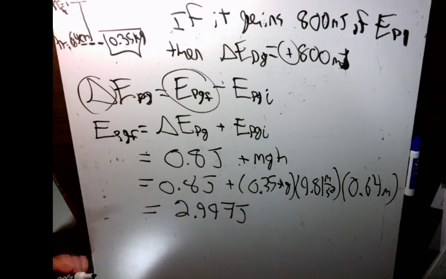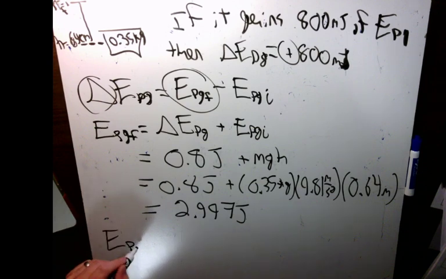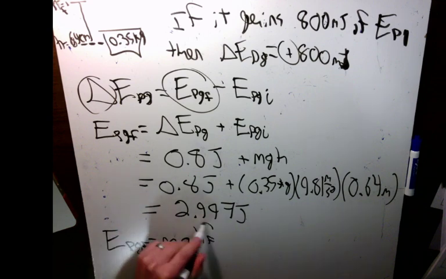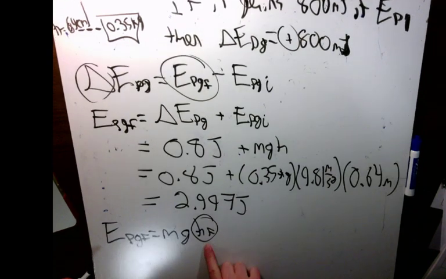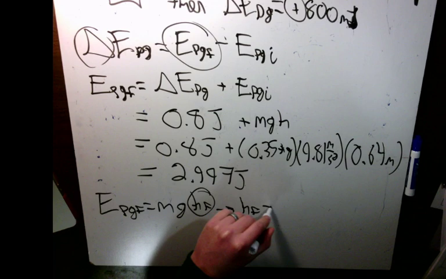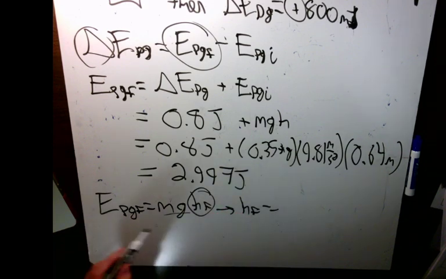We want to determine its final height. So from EPGF, we have the mass, gravity, and its final height. That's what we're looking for. We're going to rearrange it by dividing mg from both sides.